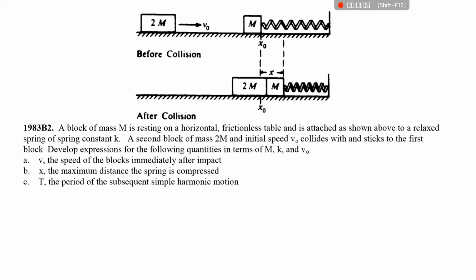Okay, so I'm going to do this a little bit differently, and I'm going to have you and I kind of talk through this as we go, and then I'll flash answers for each part as we go. So I've got our first block of 2 times our mass collides into a second block of 1 times our mass on a spring. The table is frictionless and it has a spring constant of k. I want expressions for v, the speed of the block immediately after impact. What do I have to do?